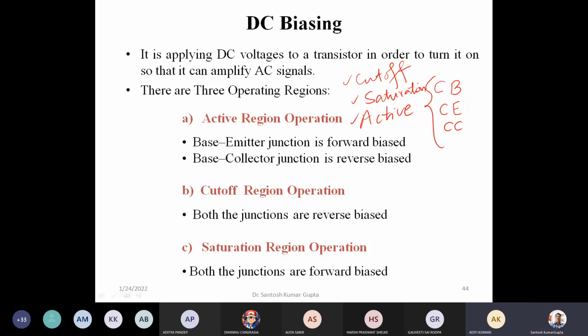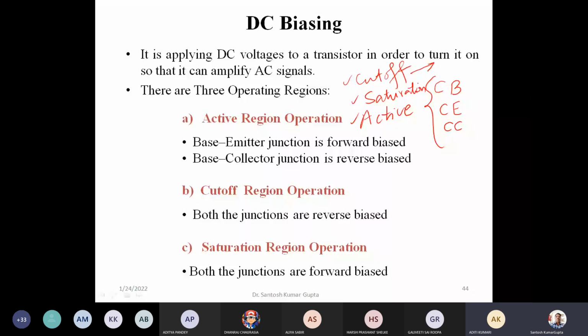We have also seen that in the cutoff region there is actually no current, only the leakage current is possible. In saturation, both the junctions are forward biased and a huge amount of current flows. We don't have any control on that.